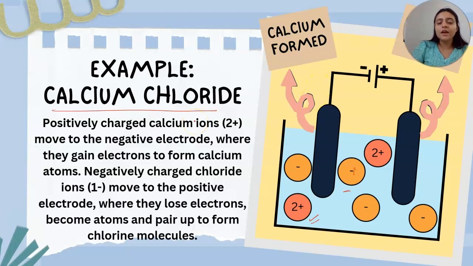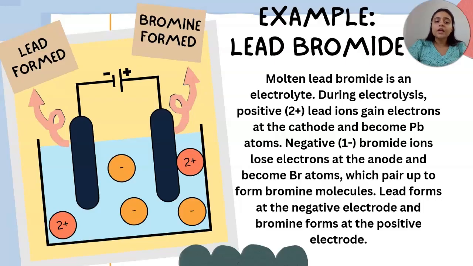So basically electrolysis helps in decomposing the compounds. We have taken one more example, that is lead bromide. So +2 is for lead and -1 is for bromide. We will do the same thing. We will take a molten salt of lead bromide as an electrolyte and fill it inside this flask.